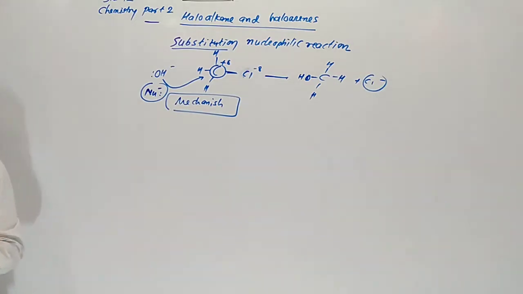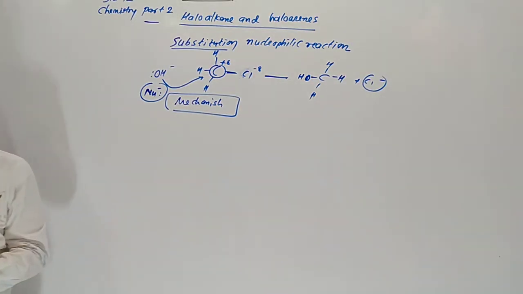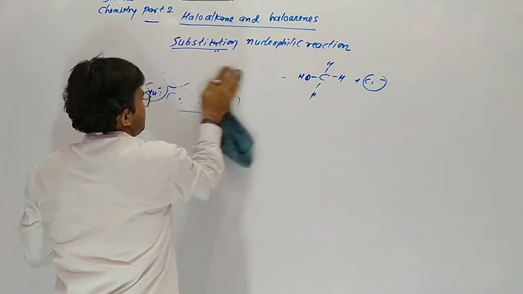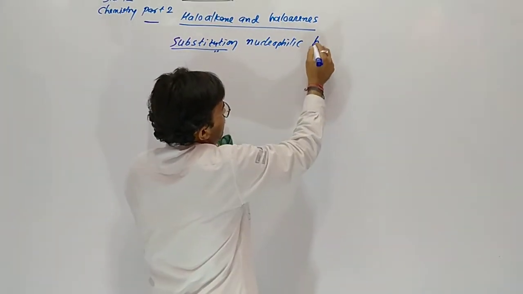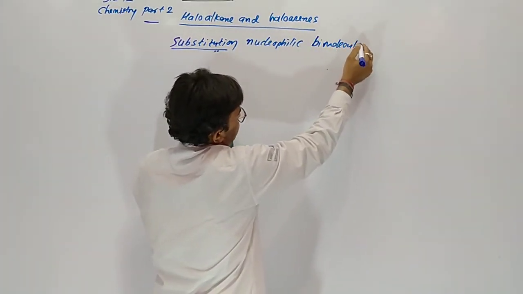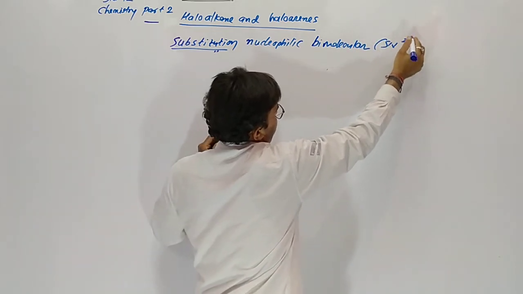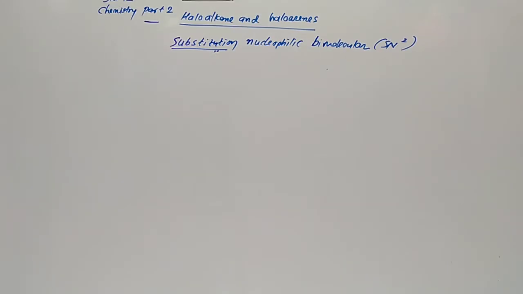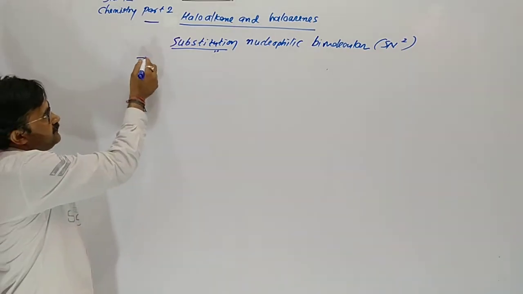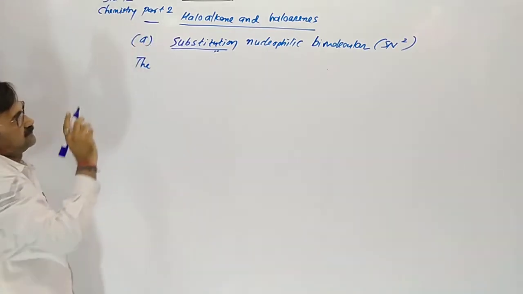So there are two mechanisms, and one by one we are going to discuss them. Substitution nucleophilic bimolecular, SN2, means the order of reaction here is 2. So the two mechanisms are SN2 and SN1.